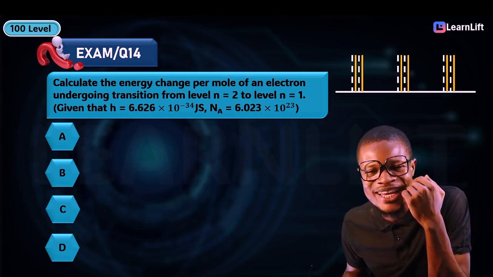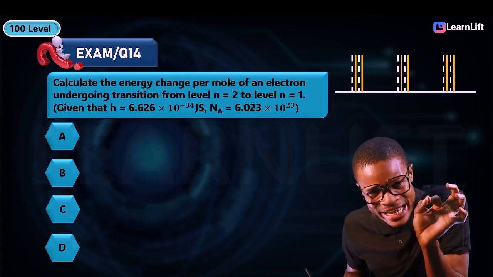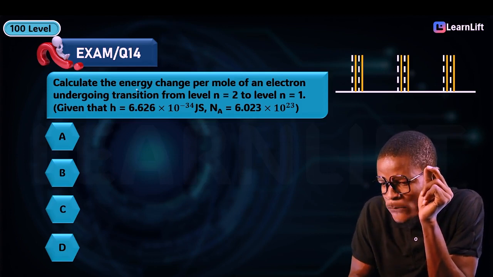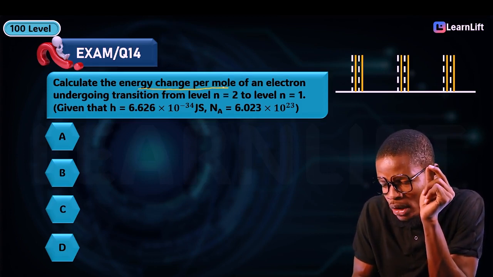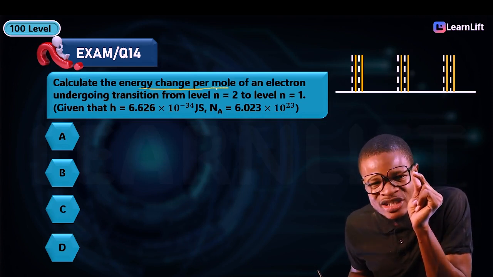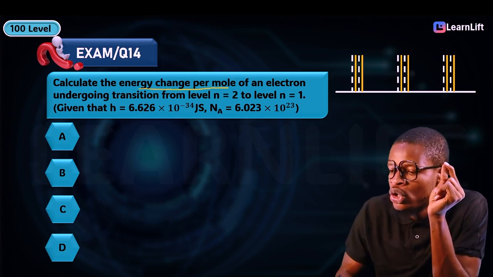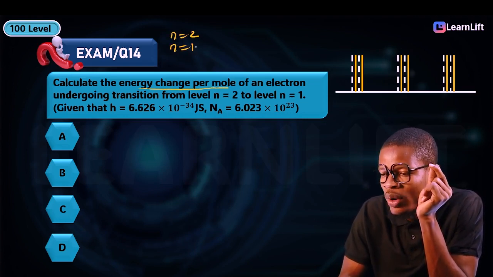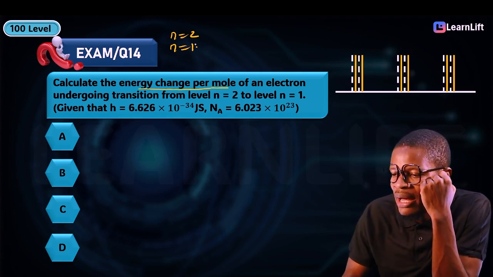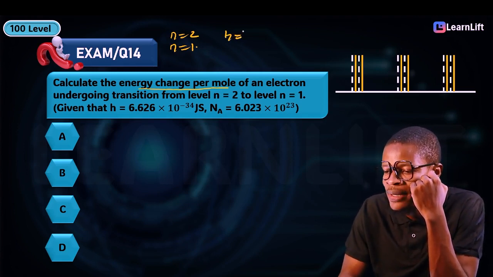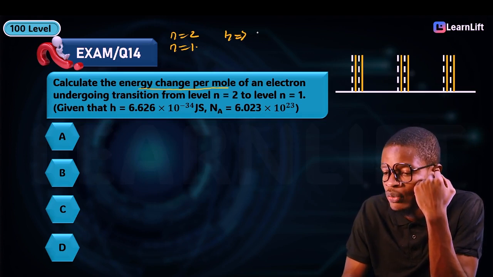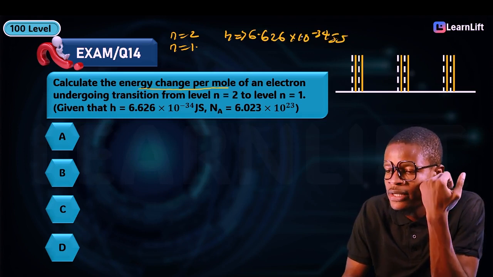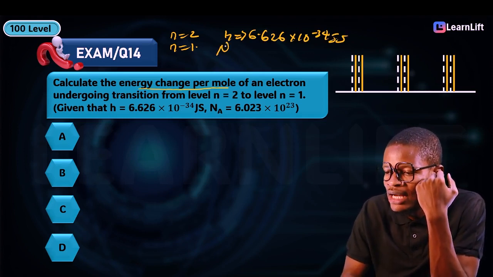You don't even know where this calculation is coming from. Calculate the energy change per mole. So we have to get the energy change per mole of an electron undergoing transition from N equals 2. So they gave two values of N. They say N is equal to 2 and N is equal to 1. Given our Planck constant, you don't need them to give you the value of Planck constant. You should know it. It's not every time that we give it to you anyway. That's your 6.626 times 10 to the power of minus 34 joule seconds, right? And then they gave Na, Avogadro's number.